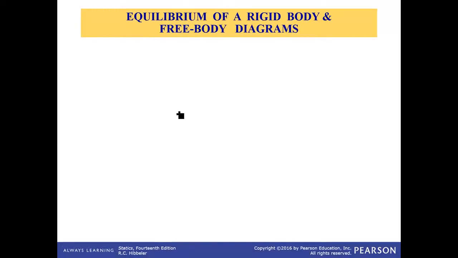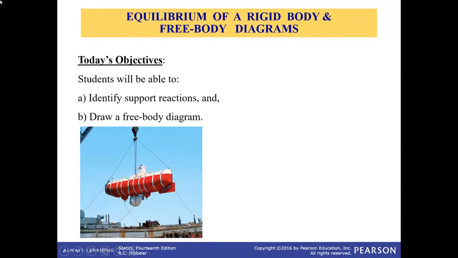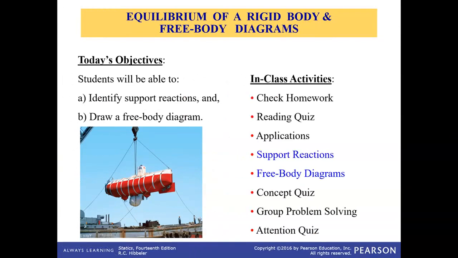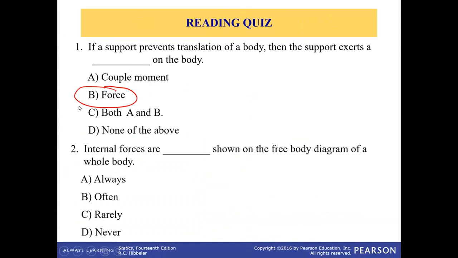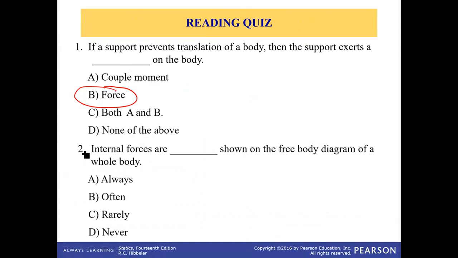Equilibrium of a rigid body and free body diagram. Identify support reactions and draw a free body diagram. If a support prevents translation of a body, then the support exerts force on the body. Internal forces are never shown on the free body diagram of a whole body.